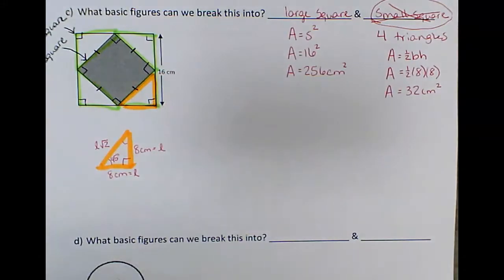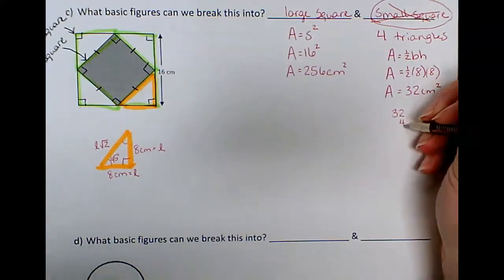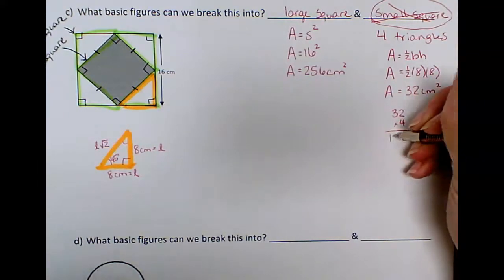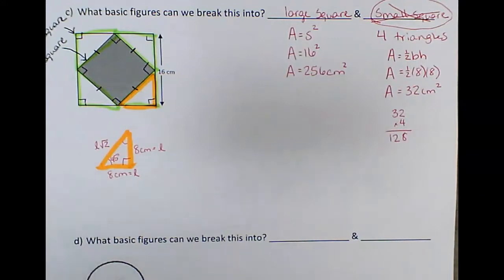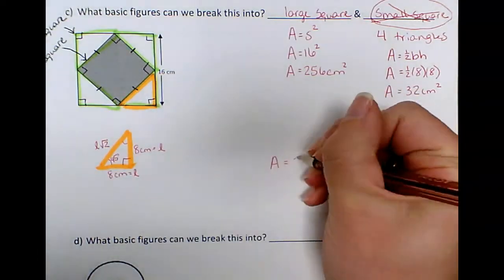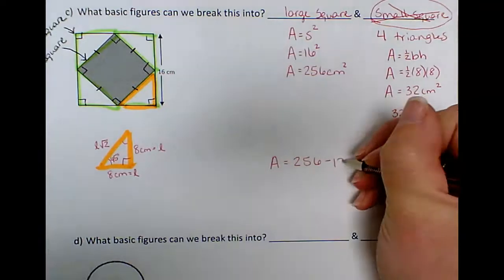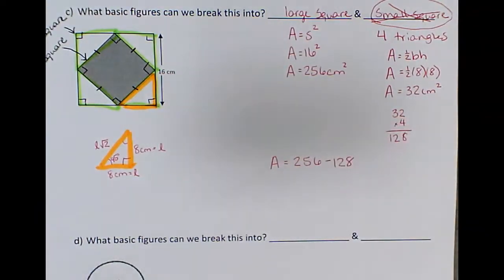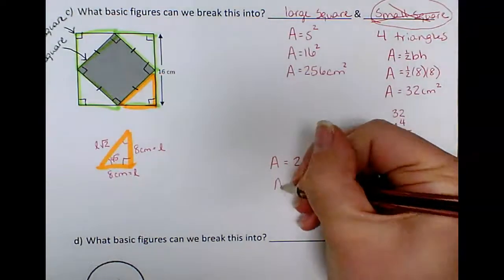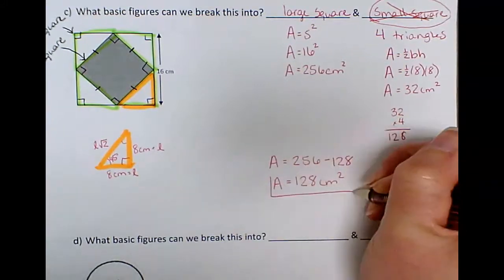Now, how many 32 centimeter squared triangles are there? Well, there's 4 of them. 1, 2, 3, 4. So if I take 32 and I multiply by 4, that's 128 for the total area for those triangles. So in order to find the area of the shaded square, I want to take 256, the big square's area, and I want to subtract from it all 4 triangles, 128. So if I subtract, my area of the composite figure is exactly 128 centimeters squared. Interesting problem.